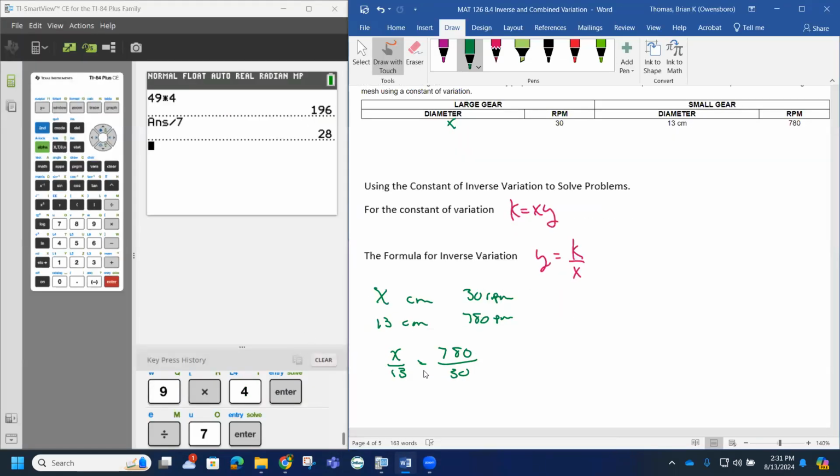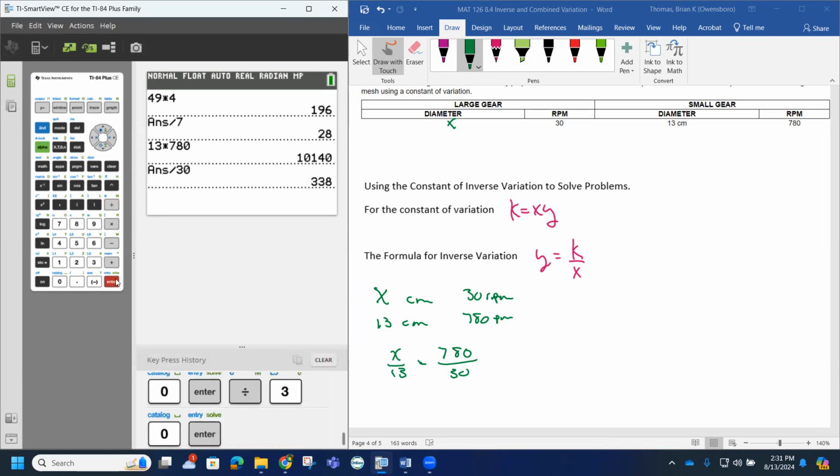we end up with, again, I'm multiplying 13 times the 780. And then we're going to divide by the 30. That's going to give us this 338. So 338 is going to be the diameter of the larger gear, 338 centimeters.